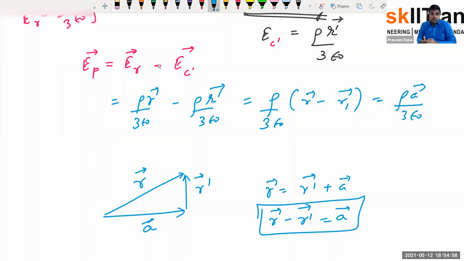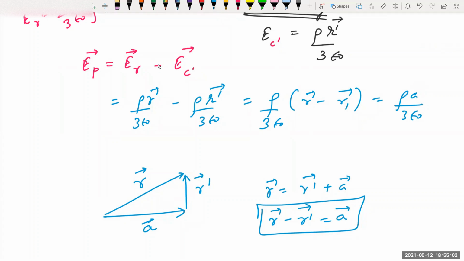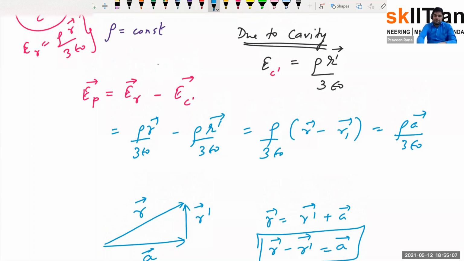So in the above relation we had R minus R dash. That's the exact value that I first wrote. Just first of all, please write it down. Then I'll explain again.